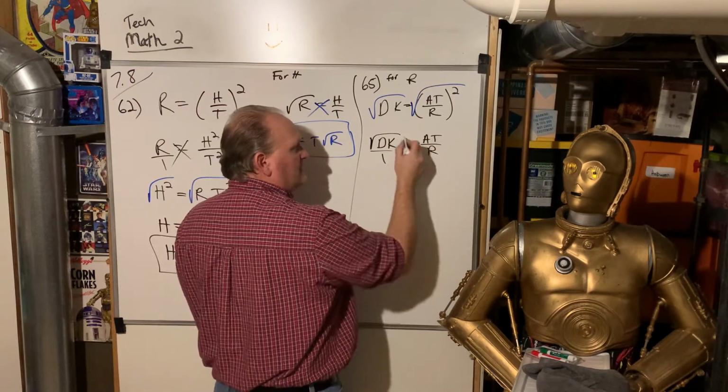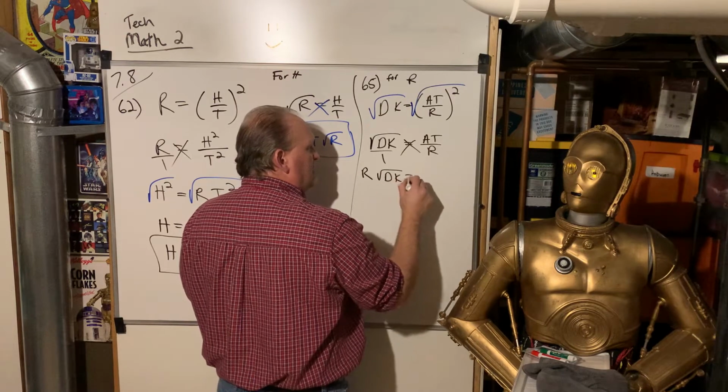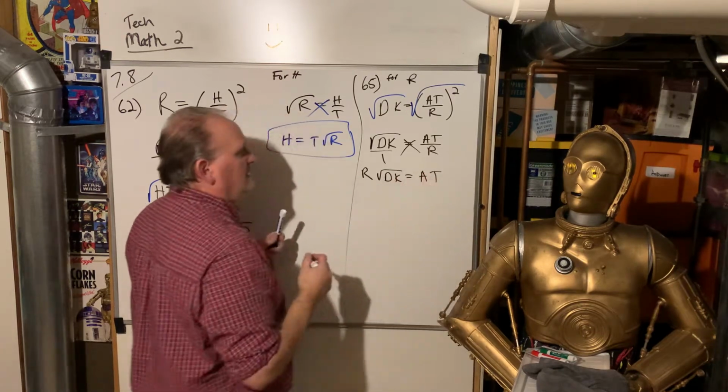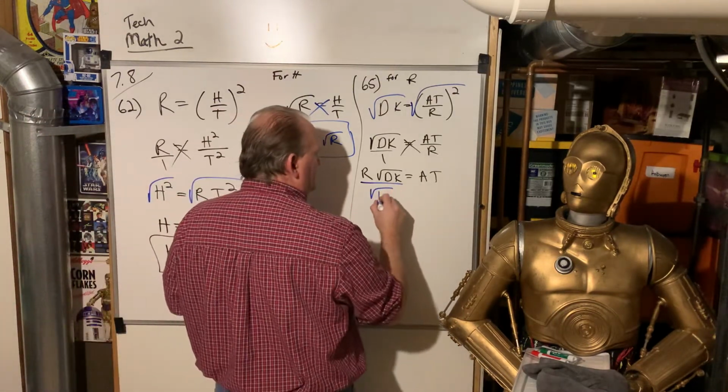And now let's cross multiply. So we have R square root of dk equals AT. And they wanted me to solve for R, so I'm just going to divide both sides by the square root of dk.